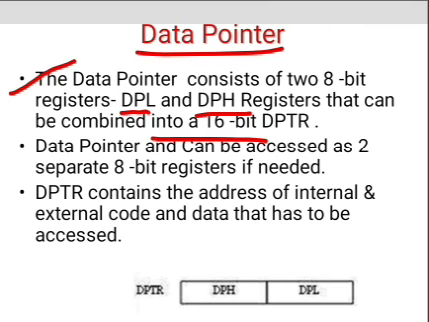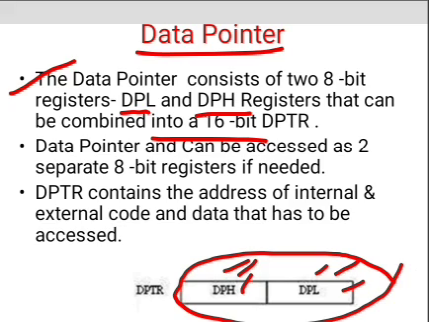The data pointer consists of two 8-bit registers as shown in the figure. One is DPL and one is DPH. That means the data pointer low and the data pointer high, that can be combined into a 16-bit DPTR. DPTR means data pointer.